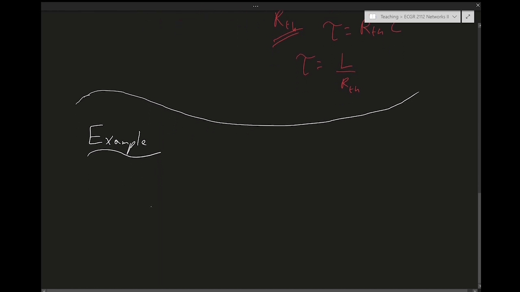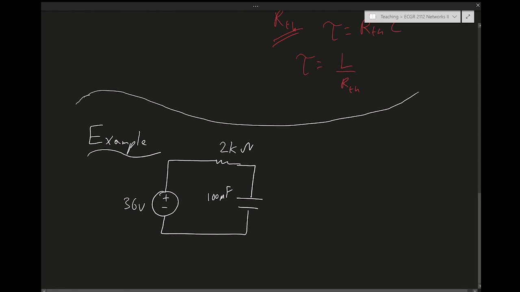So let's say I have this circuit, 36 volts, 2 kilo ohms, and I have a 100 microfarad capacitor. Then I have 6 kilo ohms, and then I have my switch here that shuts off at t equals 0.